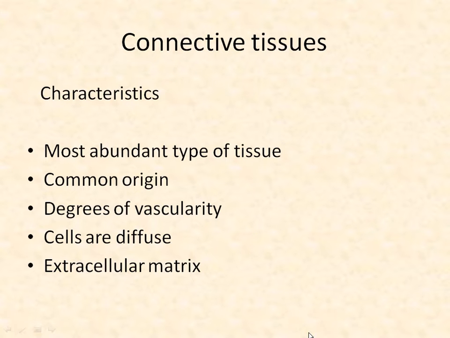First thing, what are the characteristics of connective tissues? Well, of all the tissues, connective tissue is the most abundant type of tissue. All connective tissues have a common origin. They originate from the mesoderm of the body. They have a varying degree of vascularity.